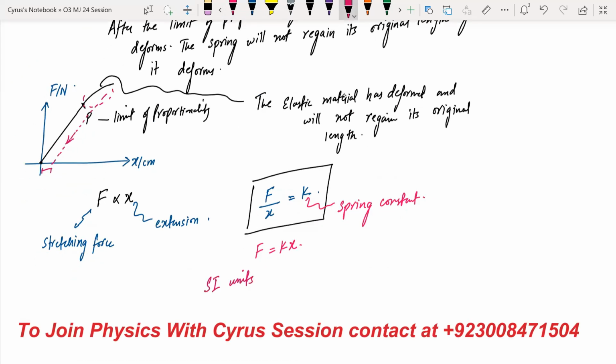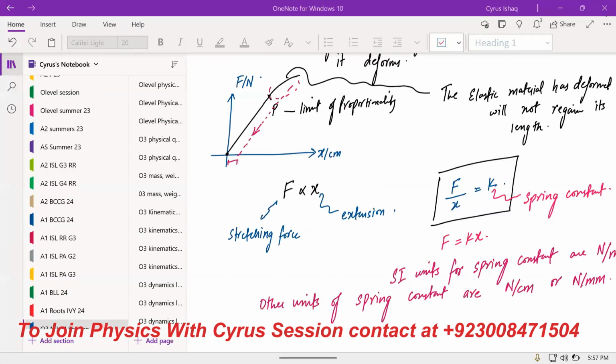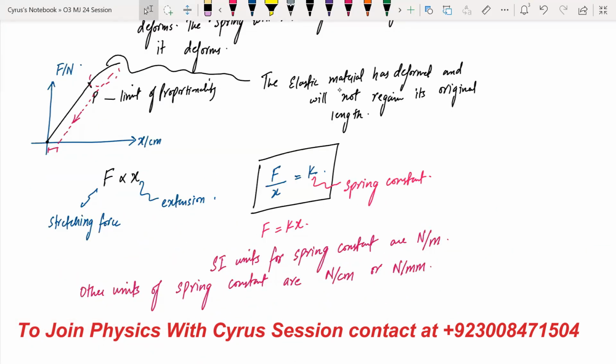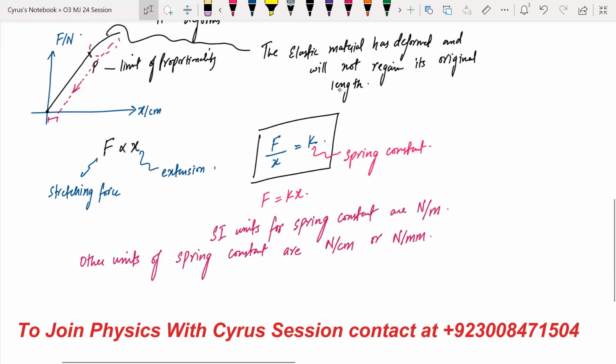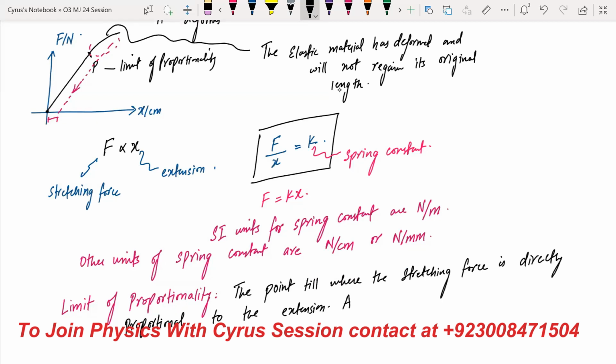SI units for spring constant are Newton per meter. Other units of spring constant are Newton per centimeter or Newton per millimeter. Right? So spring can be used. Yes, spring ही हम use कर रहे हैं elastic material, right? Limit of proportionality की definition क्या है? The point until where the stretching force is directly proportional to the extension. After this point, the spring deforms.